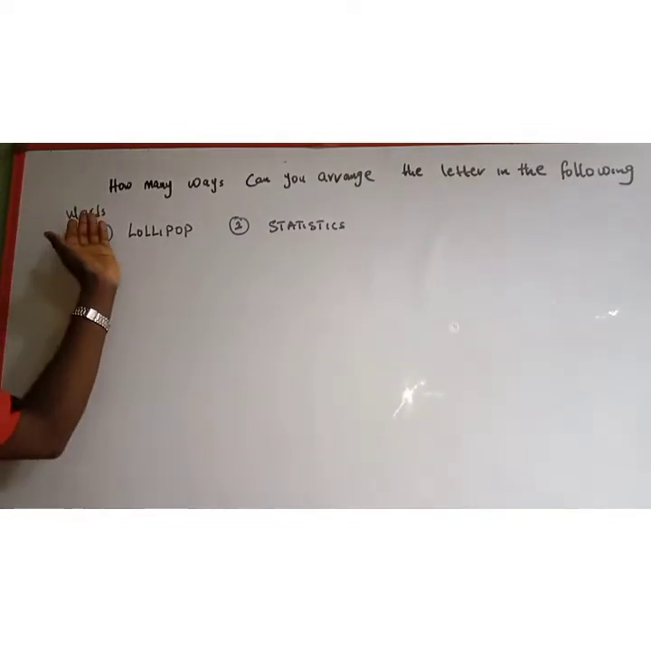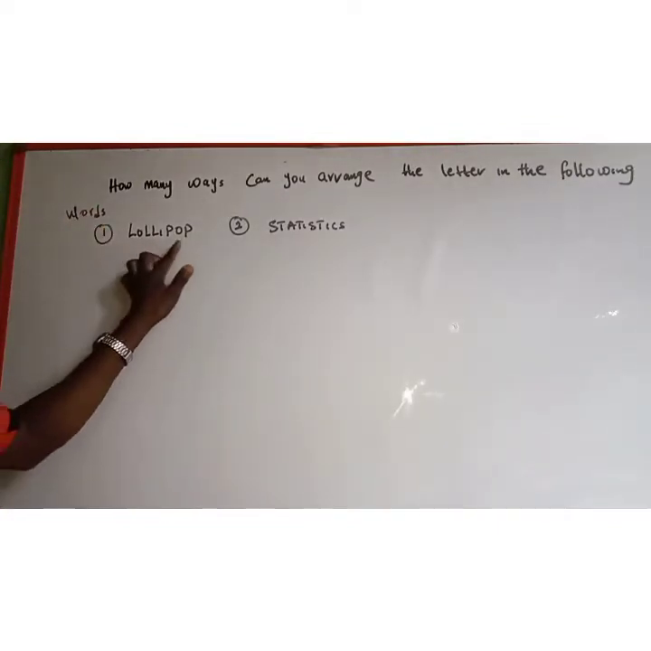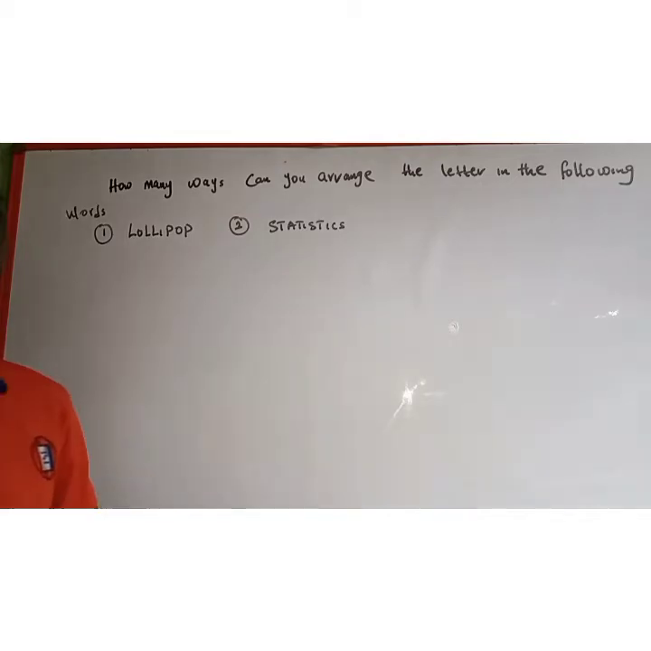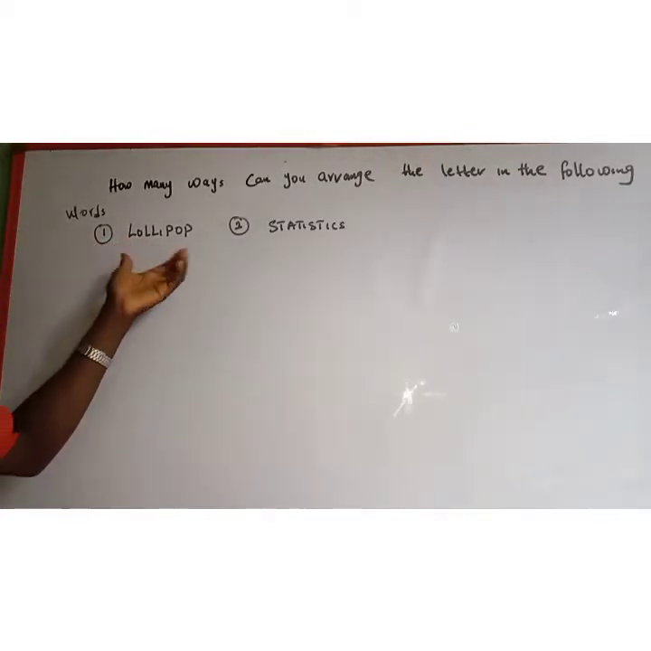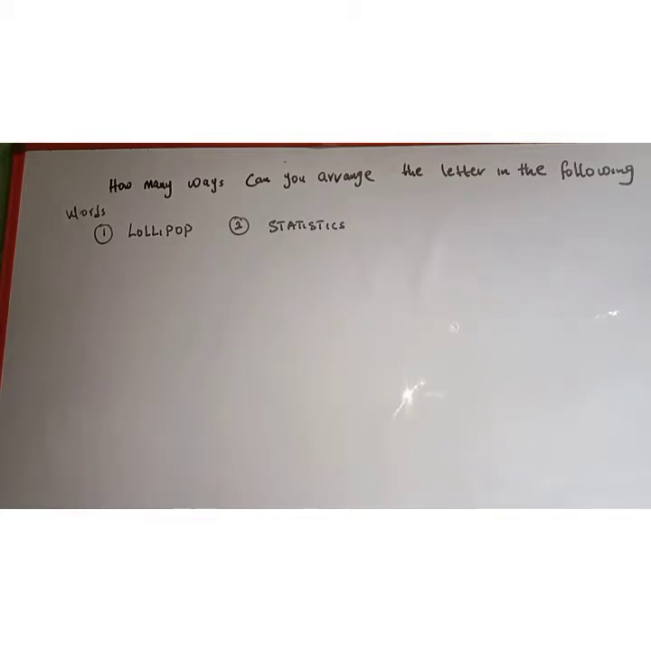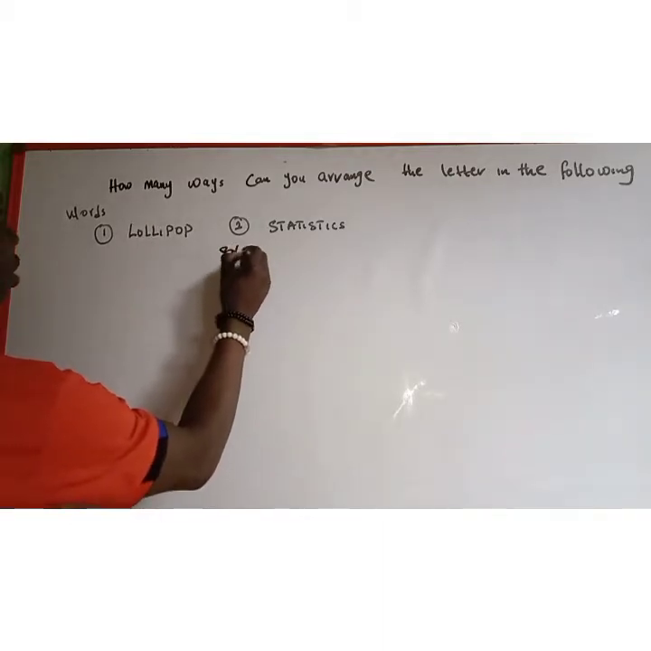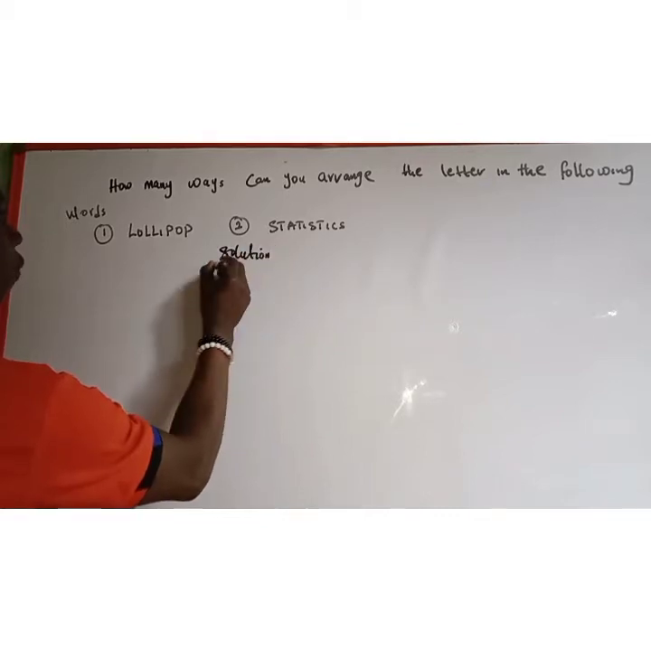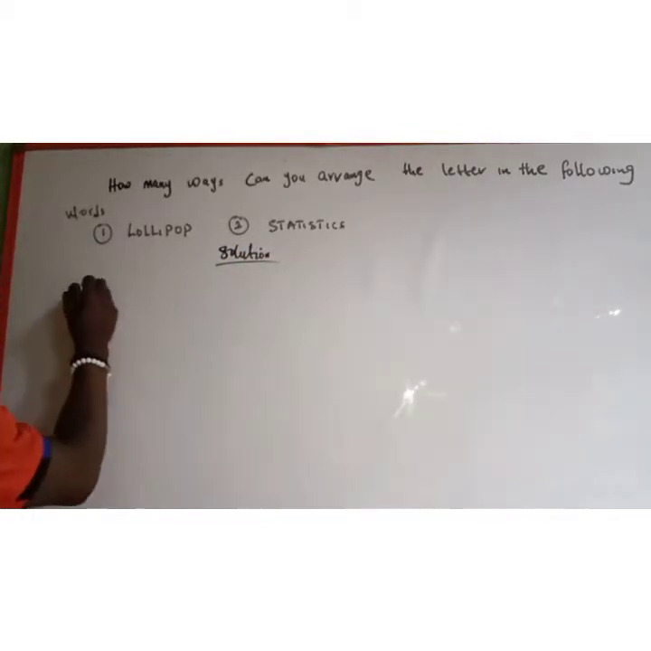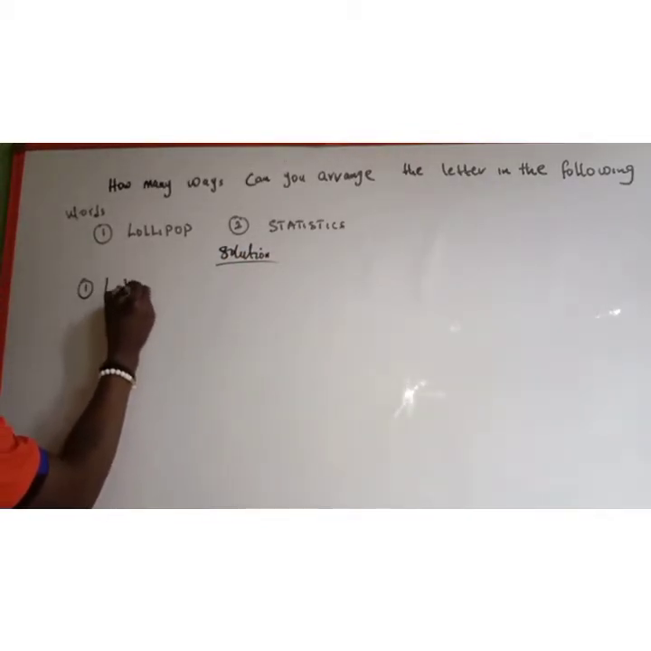So the question on the board says, how many ways can you arrange the letters in the following words? The first word is lollipop and the second one is statistic. We are asked to find how many ways we can arrange the letters in these words. So, solution: this is a permutation question, number of arrangements. The first one, we are going to start with lollipop.